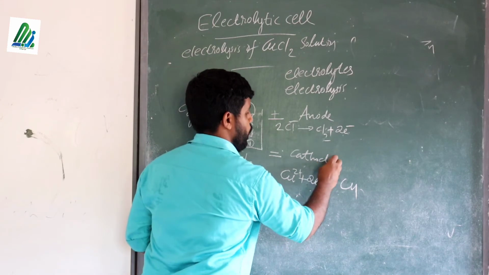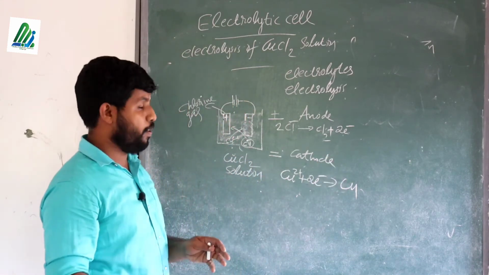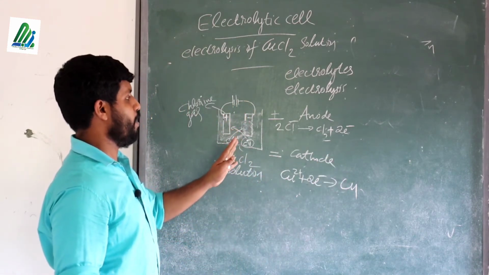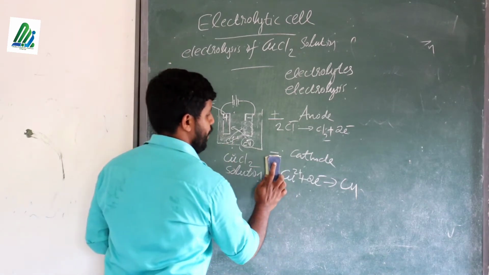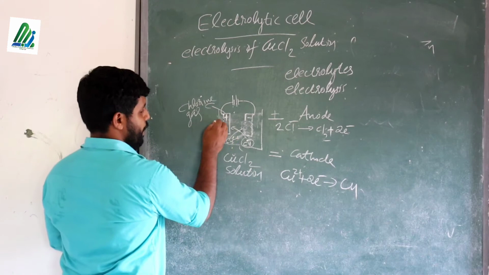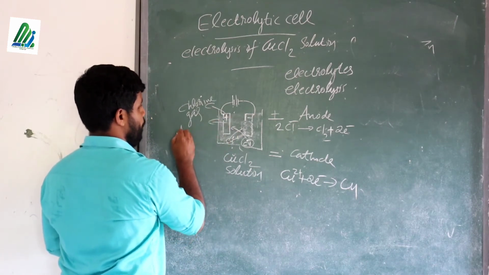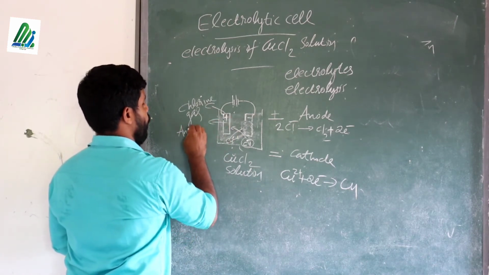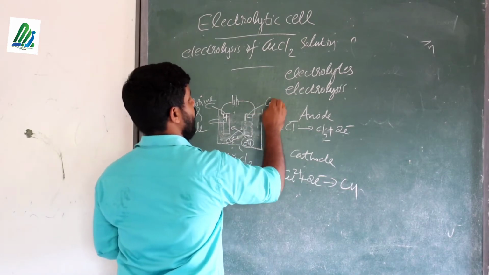Reduction is accepting electrons, and the electrode where reduction occurs is the cathode. Students, please note, this is an important area we are discussing. There is a change related with the galvanic cell, because here the positive electrode is the anode and the negative electrode is the cathode.